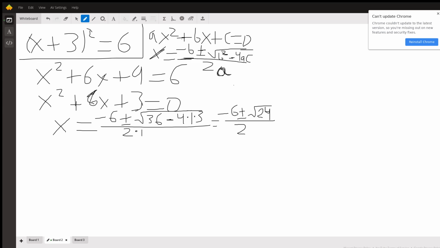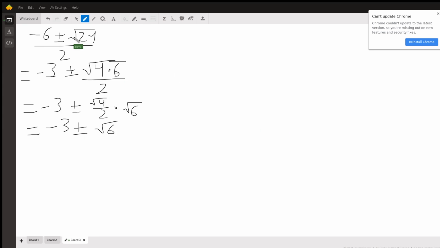Now this looks sort of weird. We had a square root of 6 in the answer before. Negative 3 plus or minus square root of 6. Now we're getting a square root of 24. That's like a different square root, right? That seems like something very different. Well, let's see if we can simplify this somehow.